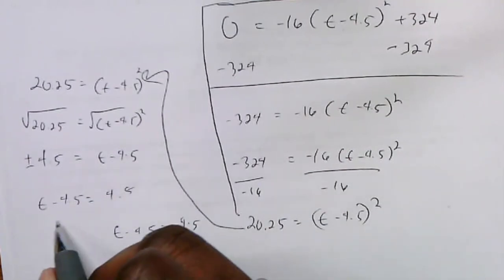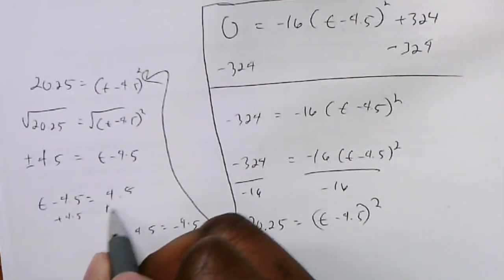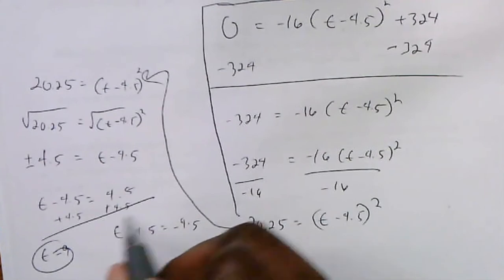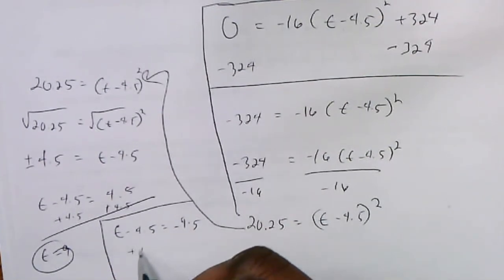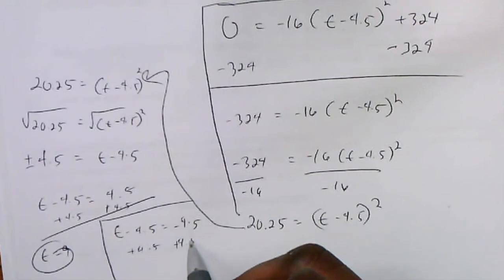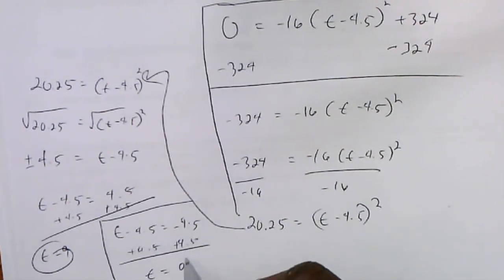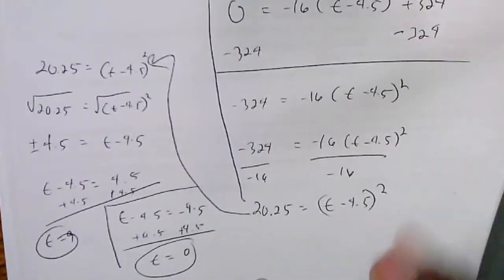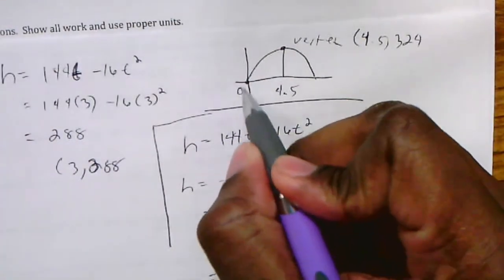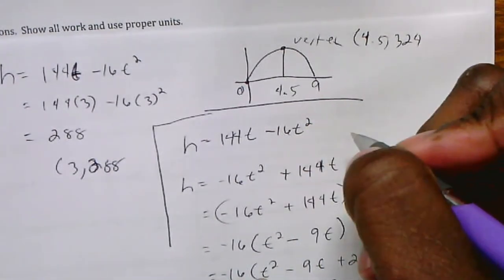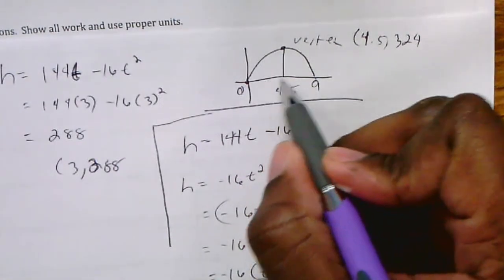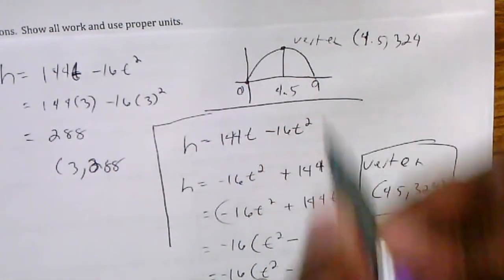If I add 4.5 here, I get 9, so t is 9. And if I look at the second one, if I add 4.5 there, another answer is t is 0. So the height is 0 when time is 0 and time is 9. Another way we could have thought about this is, if this is 4.5, it's going to be twice as far over. If that's the middle of it, it's got to be twice as far over, so that's 9.